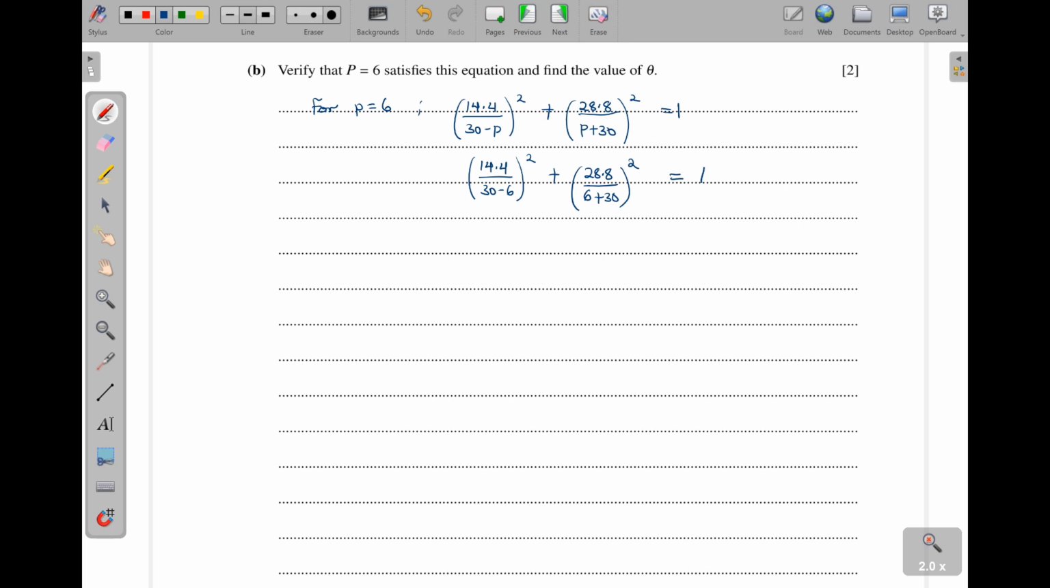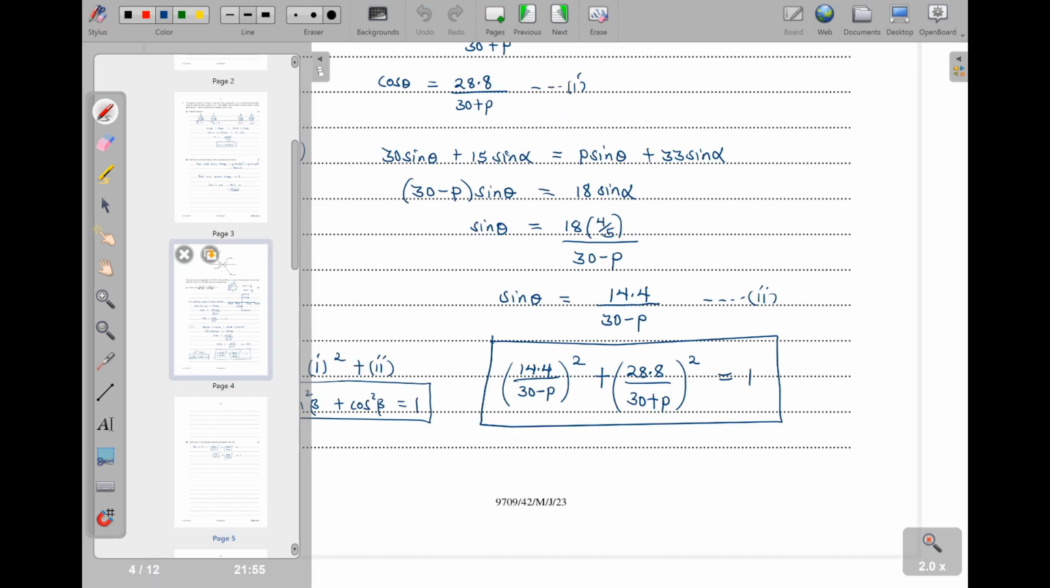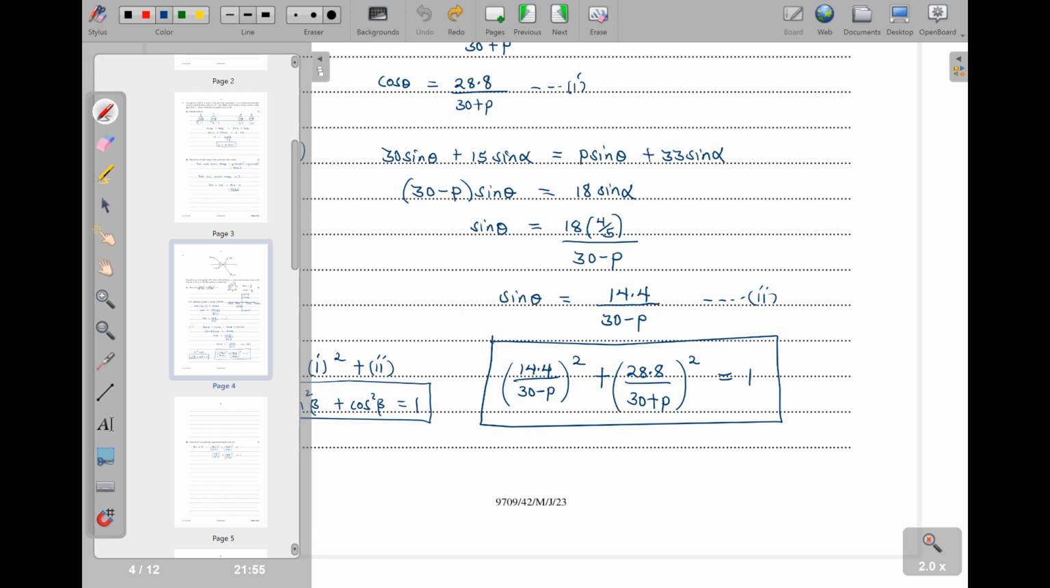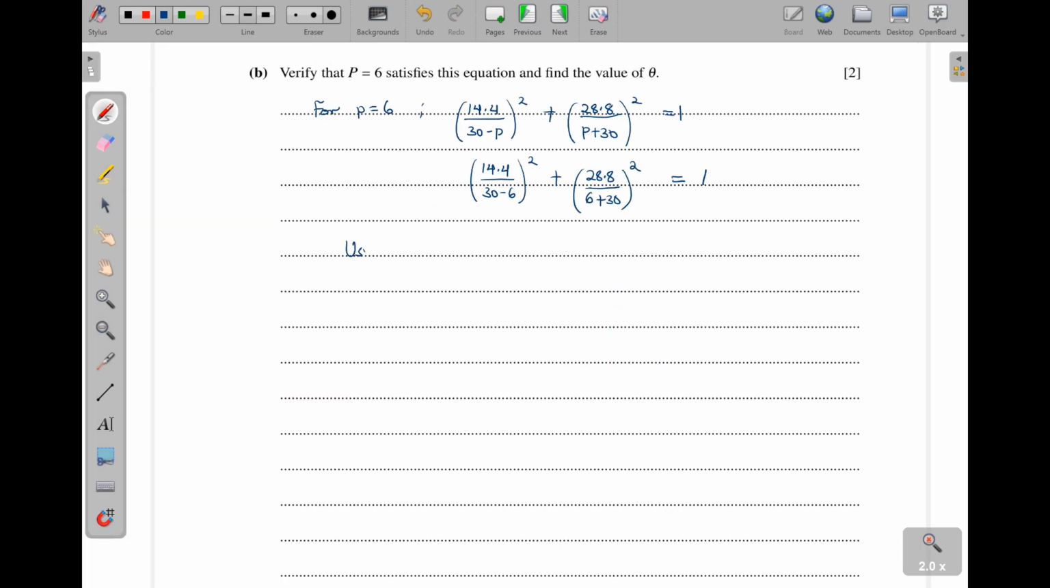Then they said, and find the value of theta. Find the value of theta. Now, we need to go back to our equations here, and we substitute in any of them. Maybe this one here, or this one of sine. So I'll take the first one. Cosine of theta is equal to 28.8 out of 30 plus p. So using cosine of theta, which is equivalent to 28.8, then I divide by the p plus 30. That means my theta is going to be equal to the arc cos of 28.8, then divide by the 6 plus 30. So putting everything in the calculator, what do we get as the value of theta?